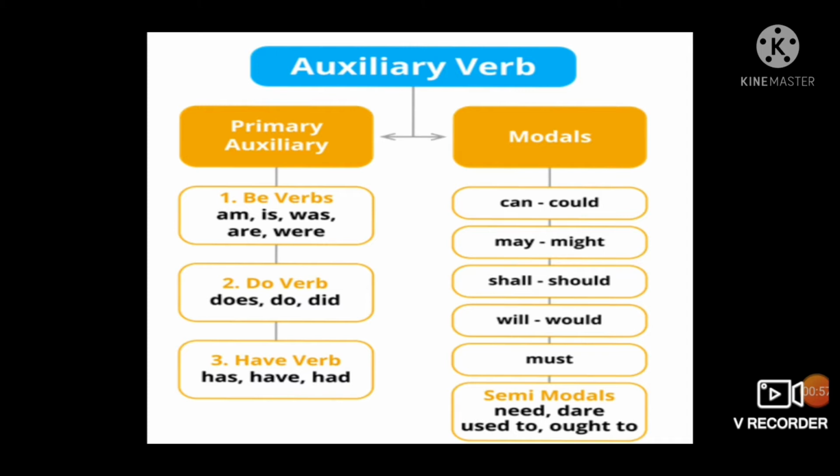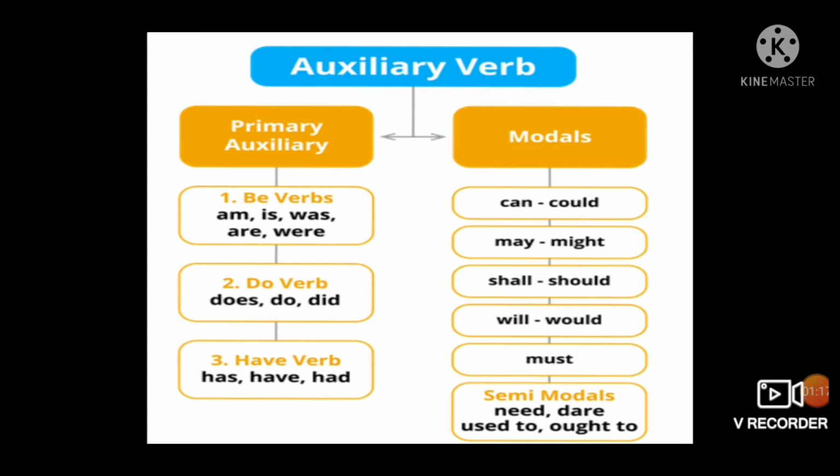There are 11 primary auxiliaries. What are the primary auxiliaries? The first one, be verbs. What are the be verbs? Am, is, are, was, were. Then do forms: do, does, and did. Then have forms: have, has, had. So these are called primary auxiliaries.